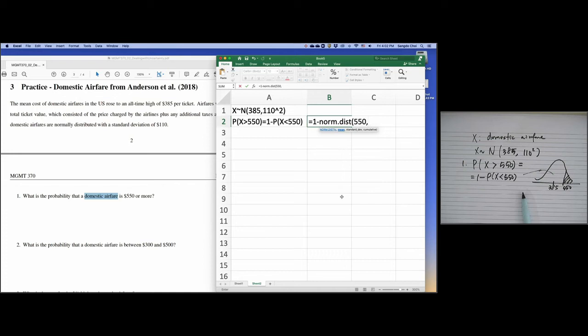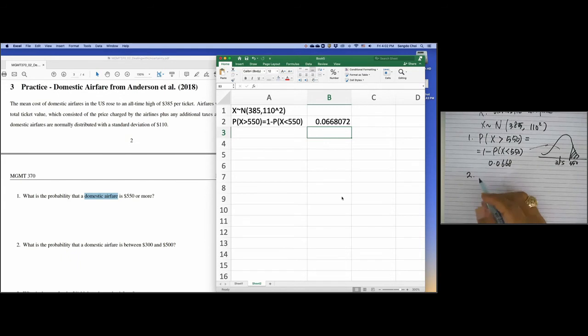What is the x number? 550. What is the mean number? 385. What is the standard deviation? 110. And what is cumulative? Yes, this is cumulative, and we have this probability. So our answer is 0.0668.